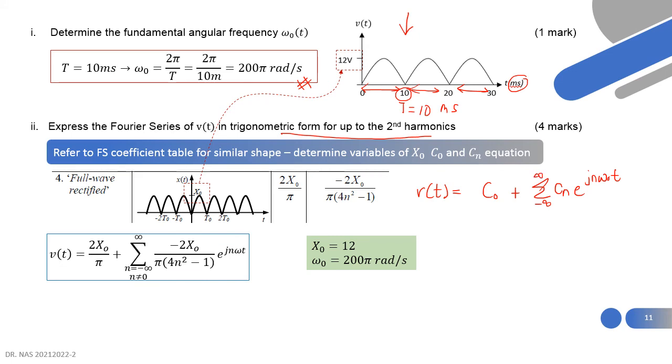So in this case, from the table, your C0 equal to 2x0 over pi, and your Cn equal to this equation, e^(j n omega t). So you can replace your omega with 200 pi radian per second. You can replace your x0 as well. Then you need to consider n equal to 0, 1, minus 1, 2, and minus 2.